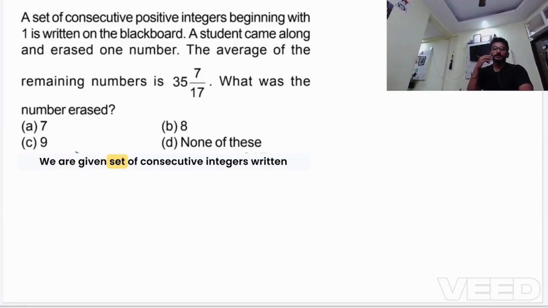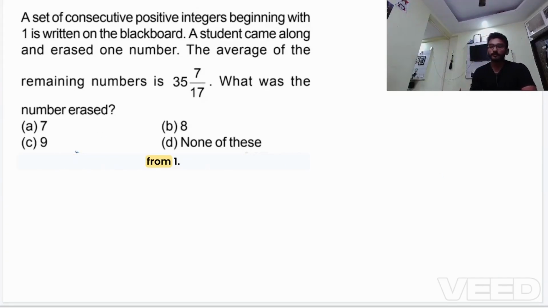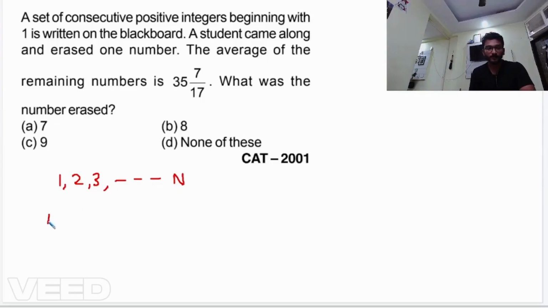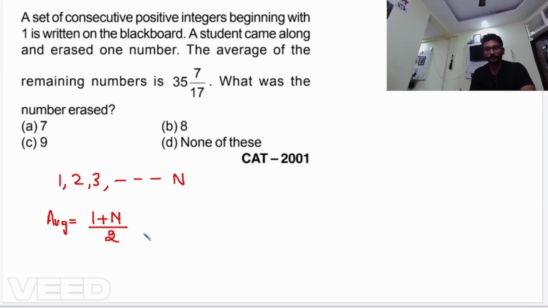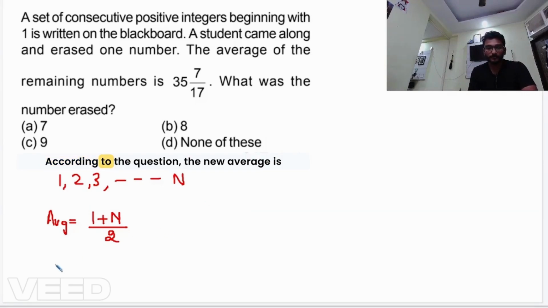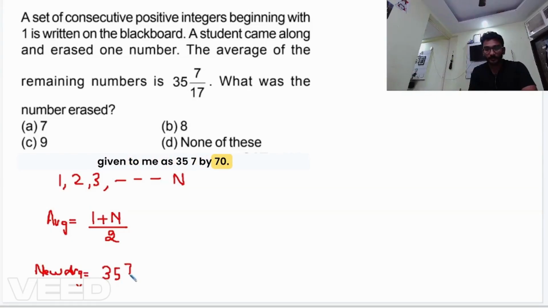We are given a set of consecutive integers written from 1. So let's just write the sequence. It was something like 1, 2, 3, going till n. The average of these numbers will be (1 plus last) divided by 2. That's how you find the average for an arithmetic progression, by looking at the first and the last number. According to the question, the new average is given to me as 35 7/17.